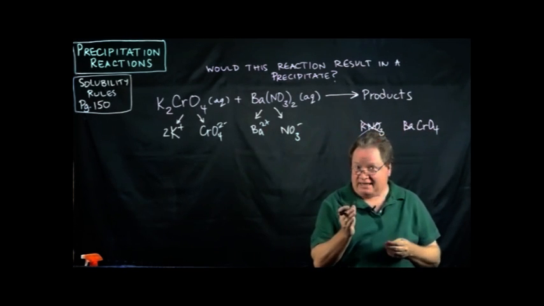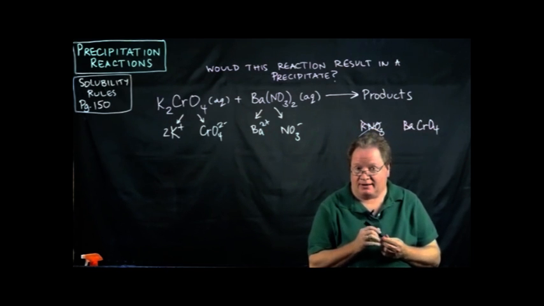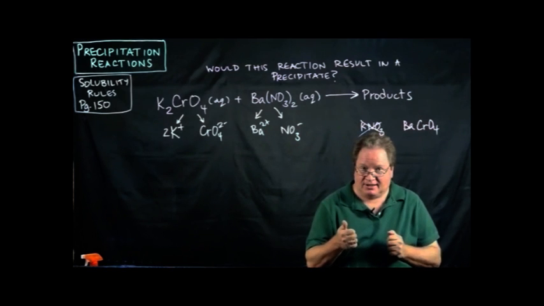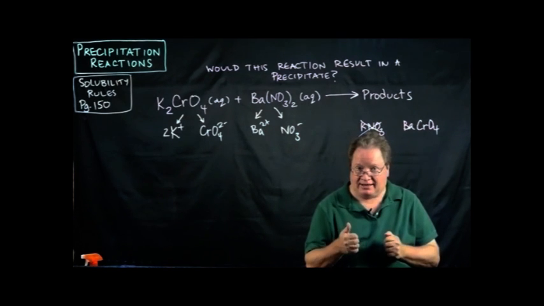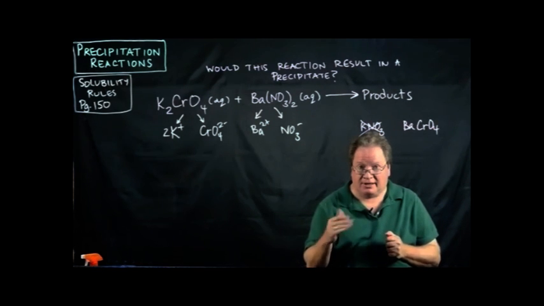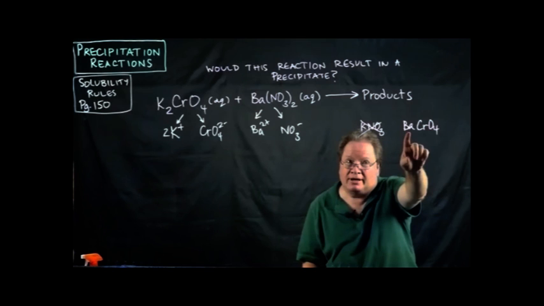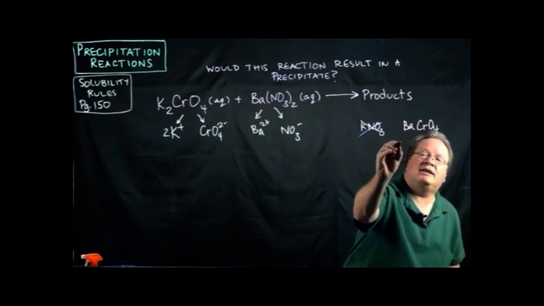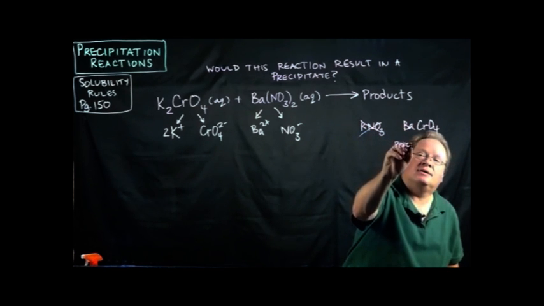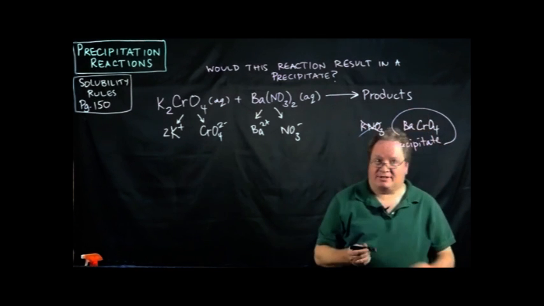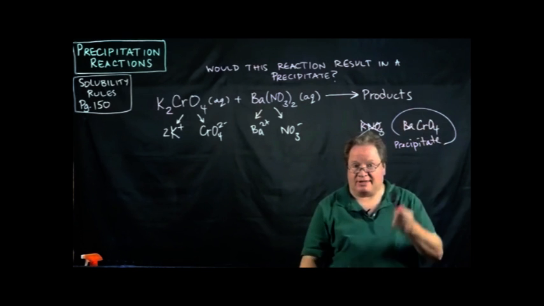The question is, is this a precipitate? Well, if you look at your rules, I think it's rule 6, that talks about chromate. Chromate is not normally soluble. And barium is also an exception to some of the solubility rules, so it will tend to be insoluble also. So this guy right here is a precipitate. All right, you're going to get a precipitate out of this one.